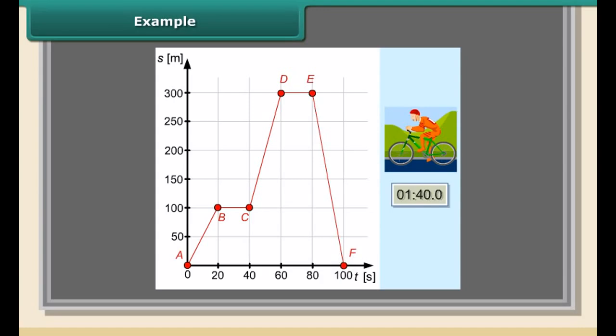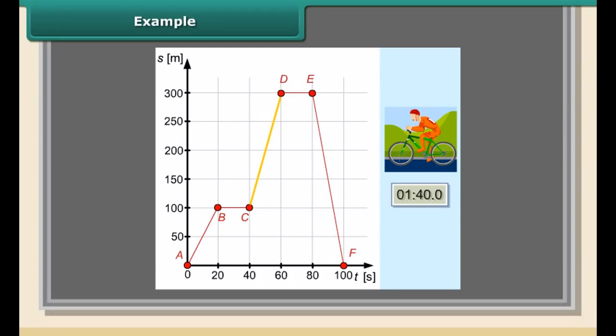From the graph, we can determine the location of the cyclist at a given moment, the type of motion with which he was traveling along particular segments, the speed, the distance he covered, and even his direction of movement. So from segment AB, we can discover that the cyclist covered a distance of 100 meters in 20 seconds, moving at a constant speed of 5 meters per second.